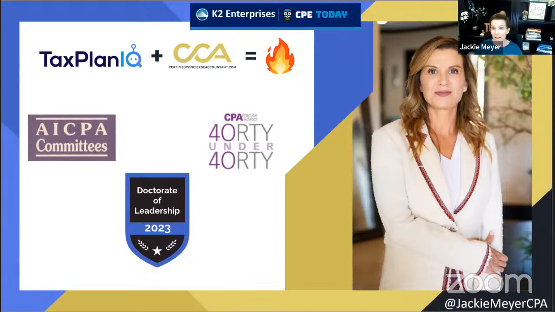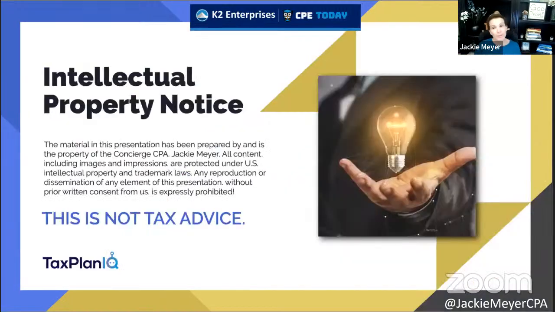So my name is Jackie Meyer. I'm in a suburb called Southlake, Texas of Dallas. I'm on several AICPA committees. I've been a speaker for many years since I've transformed my firm, which I'll tell you about today, and won 40 under 40 since 2018. I've got 1 year left. I'm also pursuing a doctorate in leadership to become a better leader to my team of about a dozen, and then also to help accountants do the same.